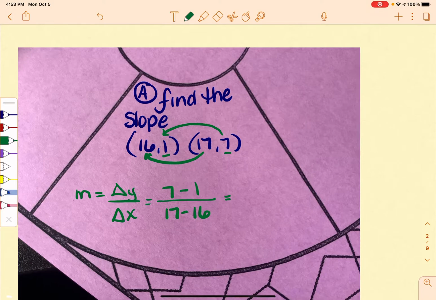So 7 minus 1 is 6. 17 minus 16 is 1. And 6 over 1 simplifies to 6. Remember, anytime you get a fraction, just like we did with other things, you're going to want to put it in Desmos. See if you can reduce it if you can. Okay, let's go to our next one.